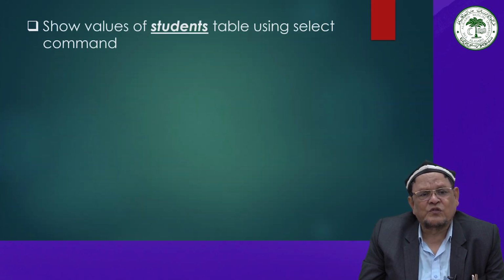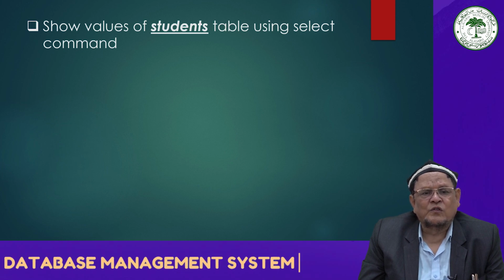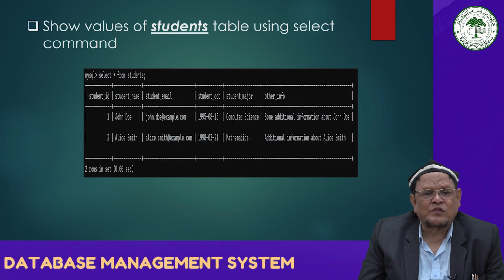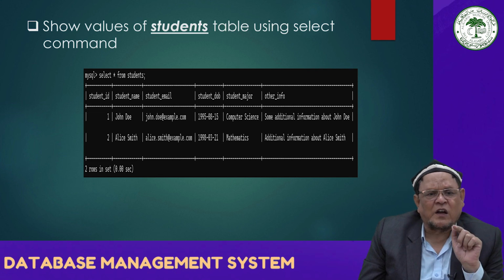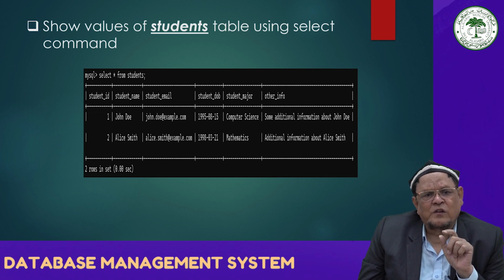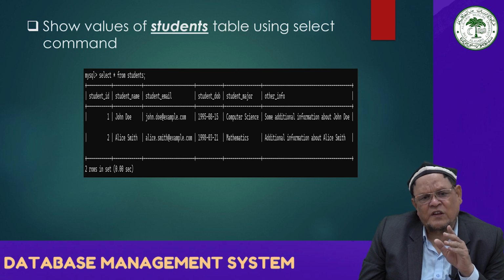Then, if you want to see the records you have added, what you will do is select star from student. In MySQL, you have to select star from student. So you want the student ID, student name, student email, student date of birth, student major, and other information, as you can see on the screen.